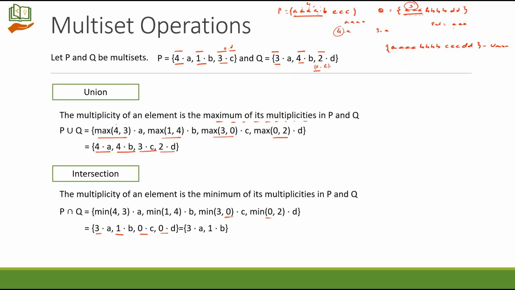So now we have 3 A's here. What about B? P has only 1 B, but here there are 4 B's. So how many B's are in common? Only 1 B is in common. So we are taking it for the intersection. This will be the intersection result of the P and Q multisets.